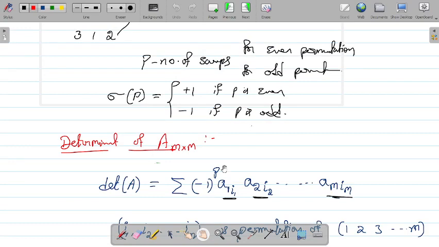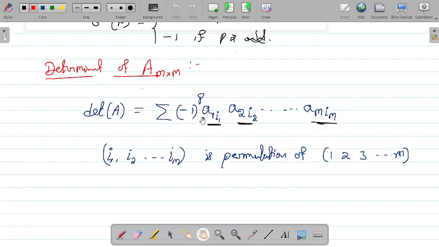And here we define the determinant of a matrix. You are taking the product of the elements from rows and columns in such a way that exactly one entry comes from each row and each column, and you are taking their product, right? And this is how the determinant is defined: a_{1 i1} a_{2 i2} up to a_{m im}, where i1, i2, up to im are a permutation of the numbers 1, 2, 3 up to m. So this is the actual definition of determinant.